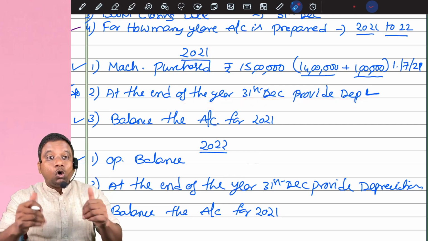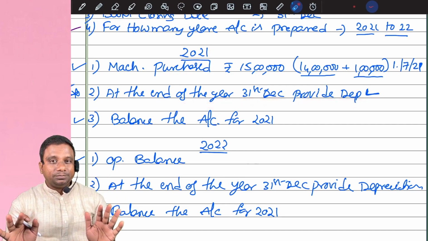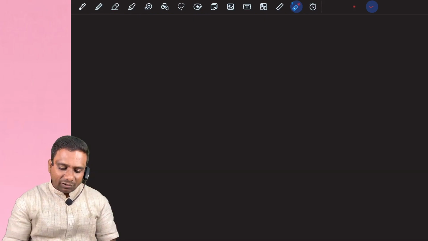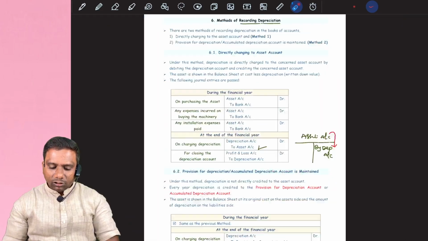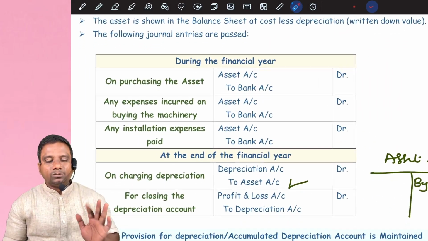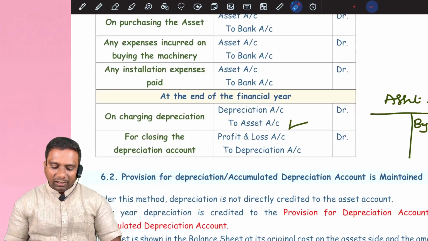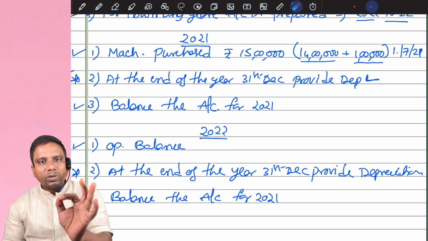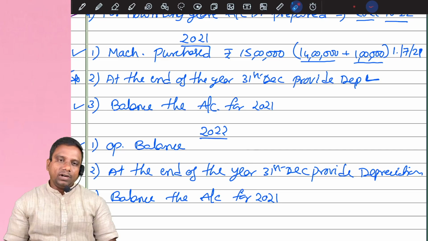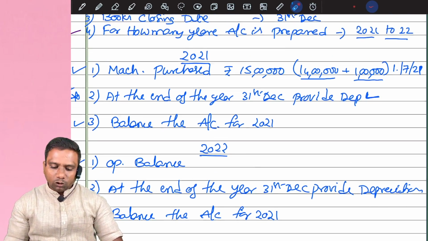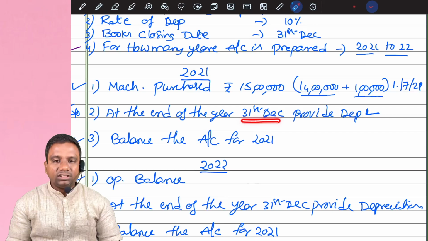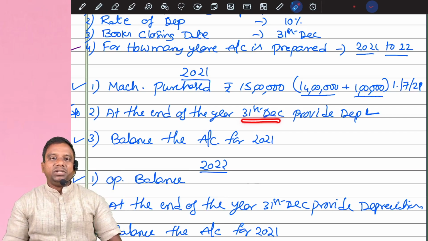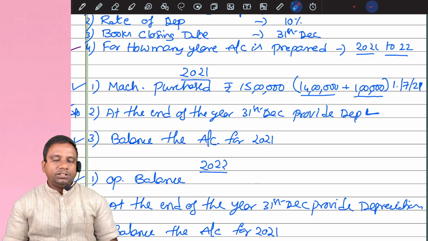During the year, there is no additional purchase of asset. I have already discussed here: during the year, what are the entries? At the end of the year, what are the entries? In our problem, during the year, we have purchased machinery. Over. Now go to the end of the year. What is the closing date of the books of accounts? 31st December. Calculate depreciation.